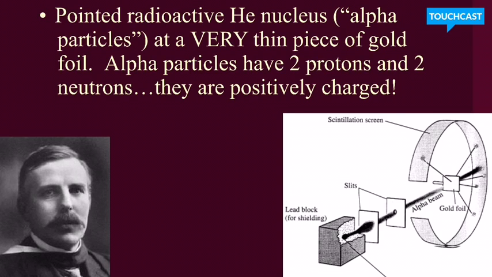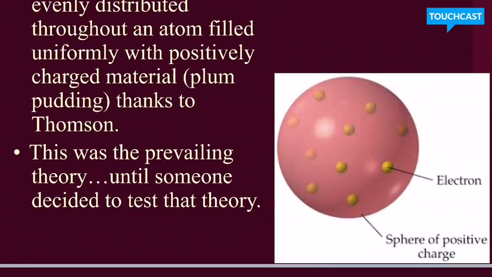So if you aim that at some atoms in a really, really thin sheet of gold, what would you expect to happen if this is what you thought an atom looked like? You've got a positively charged ball of dough, and you're pointing positively charged particles at them. Wouldn't you expect them to just bounce off or maybe deflect or pass through, right? But not find tiny little holes to slip through or just bounce back at you. That's what we would expect.